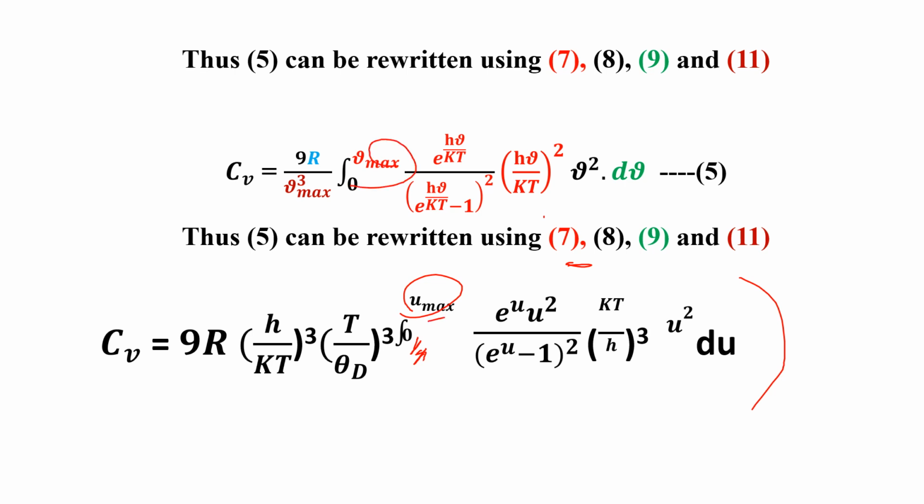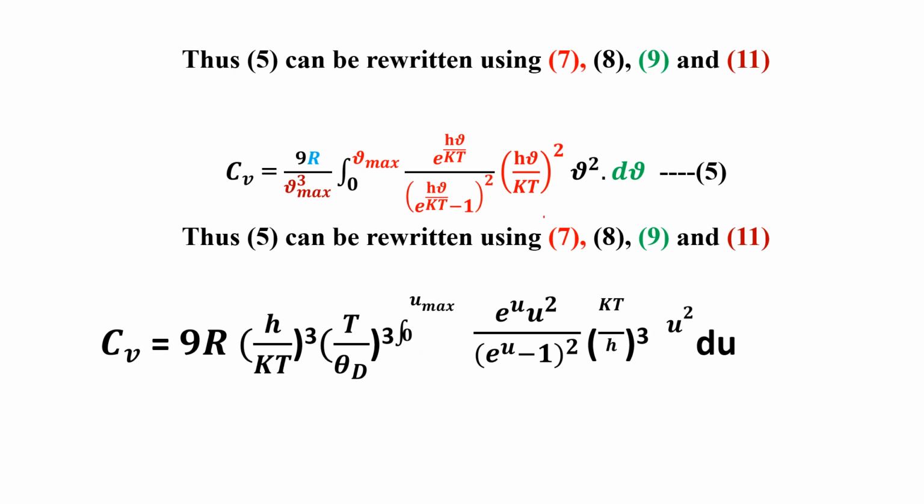So after this you have to convert it into u, because we are substituting, instead of h nu by kT, the term u is used. So hereafter you should use the term u max.